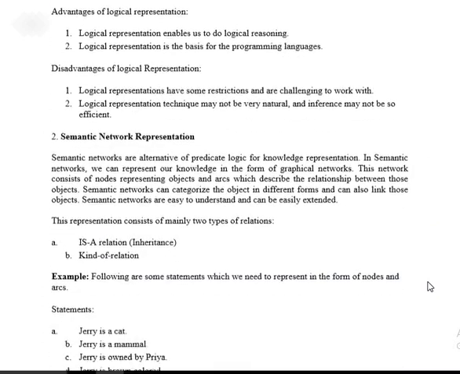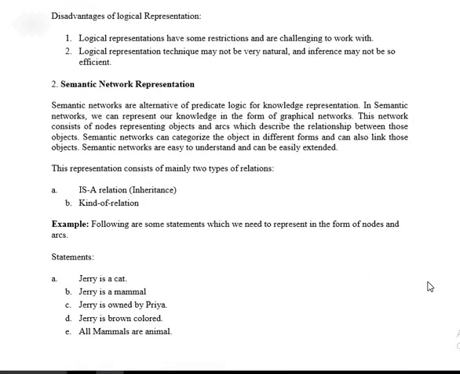The second representation method is the semantic network. What is a semantic network? In logical representation we are mostly using the grammatical value of knowledge representation. When we come to semantic, it is a graphical way of representation. Semantic networks are an alternative to predicate logic for knowledge representation. In a semantic network, we can represent the knowledge in the form of a graphical network. The network consists of nodes that represent the objects, and the arcs that are used describe the relationship between the objects.